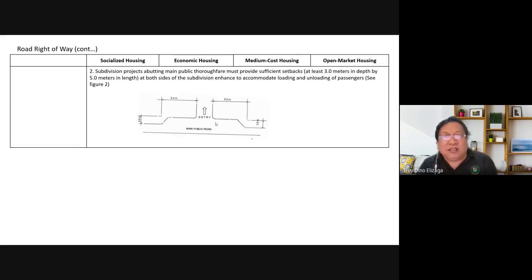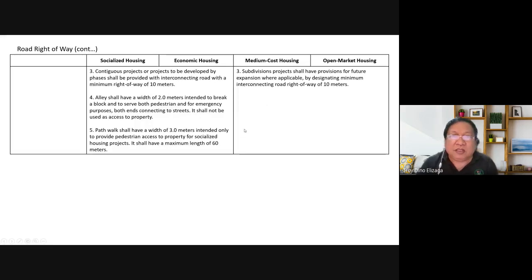Since you're going to design the gate, you have to consider a shoulder for the cars in the entry. The minimum dimension is given here. This is just a driveway for the jeeps and also for cars dropping off some people if they're not entering the subdivision. The subdivision projects will have provisions for future expansion where applicable by designating a minimum interconnecting road right of way of 10 meters.